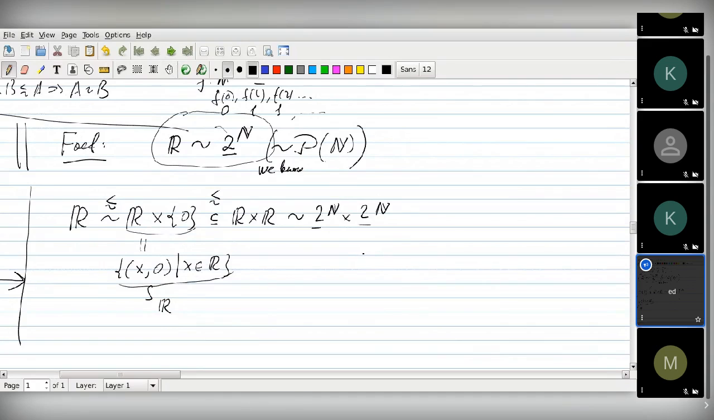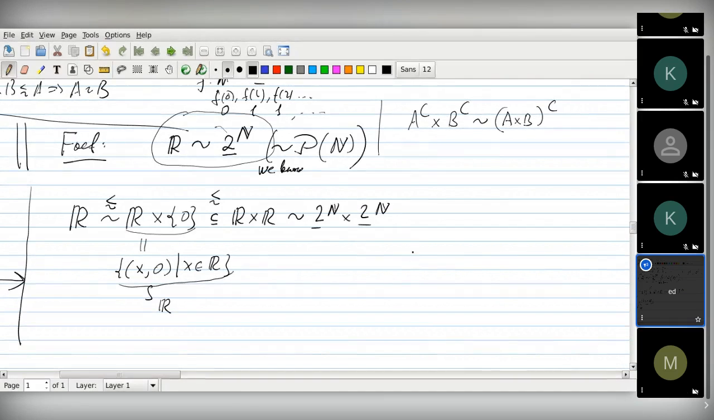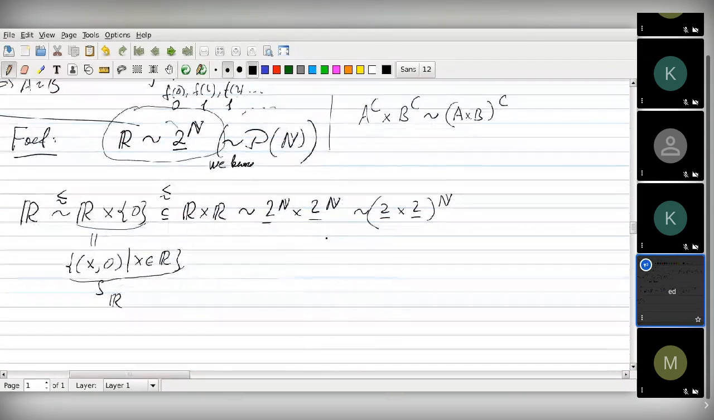Is it clear? Yes. Dear students, what do we know about this set? A to the power c multiplied by b to the power c. We have proved something about it, something very interesting. A times b to the power c. So this is just 2 multiplied by 2 to the power n. What is 2 multiplied by 2? Four. It is 4, of course, and it is still 4 in set theory.